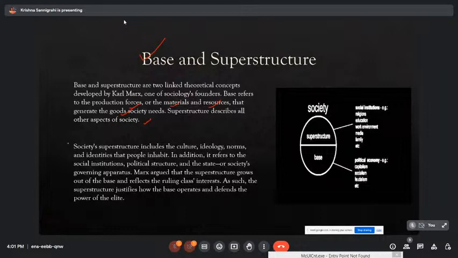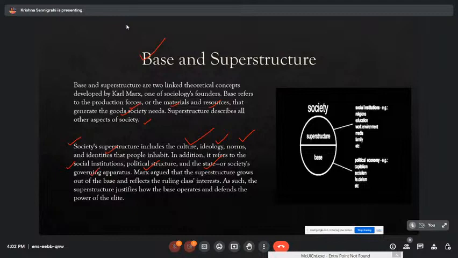What does it include? Society's superstructure includes the culture in which a human being lives, the ideology, that is the belief systems and the kind of ideas which are followed, norms, that is the rules and the structures which are followed, and identities, the identities that people inhabit. In addition, it refers to the social institutions, and we were just discussing how there are different social institutions. Then there are the political structures and the state, or society's governing apparatus.